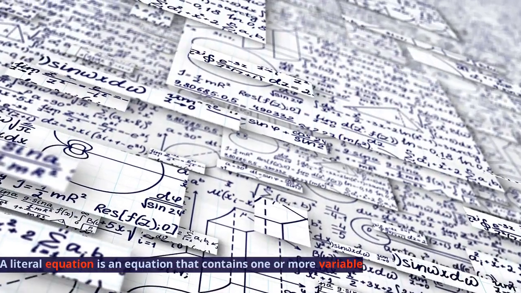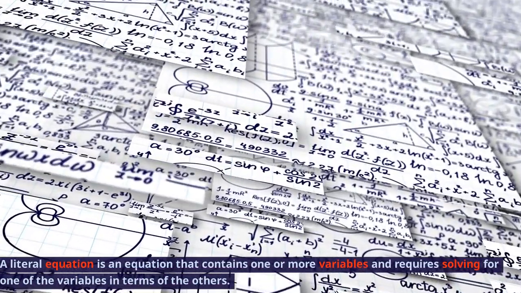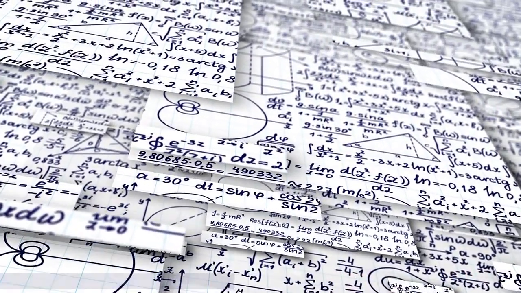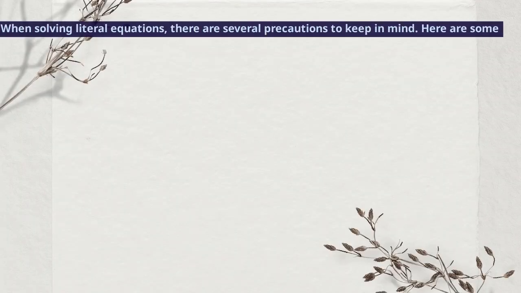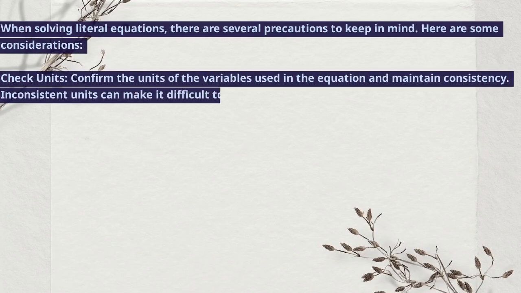A literal equation is an equation that contains one or more variables and requires solving for one of the variables in terms of the others. When solving literal equations, there are several precautions to keep in mind. Here are some considerations. Check units.